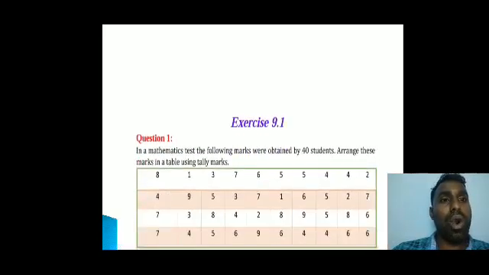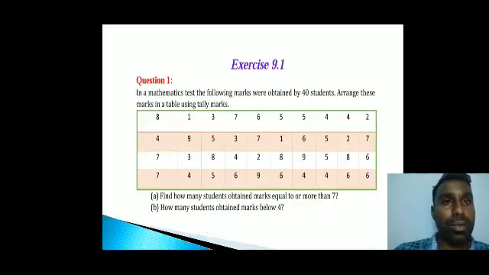Already you did, so no problem, you just verify whether the answers are exactly correct and matching your answer or not. Yes students, so the exercise 9.1. Could you read the first problem? The first problem is, in a mathematics test, the following marks were obtained by 40 students.